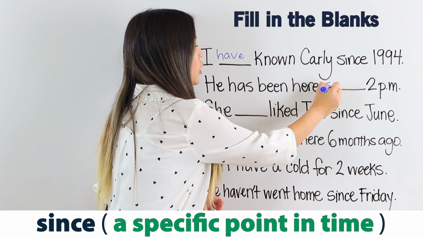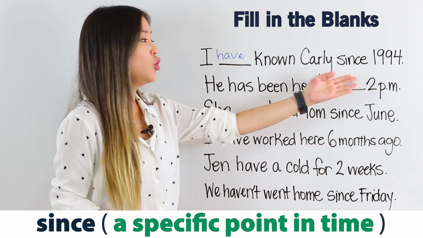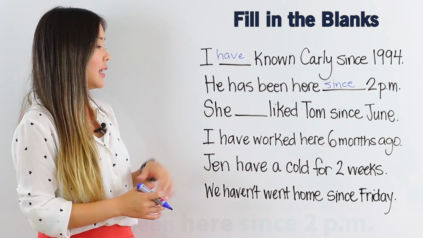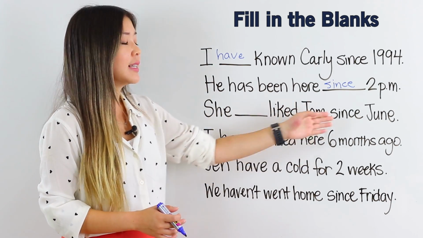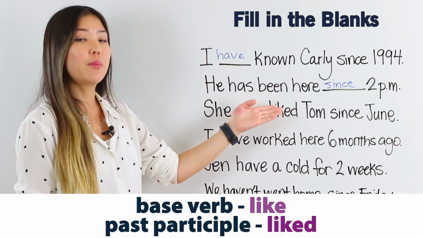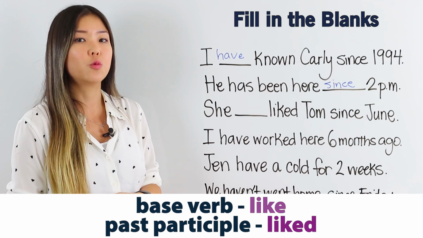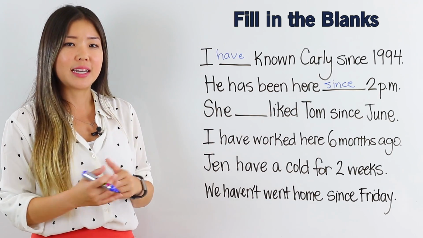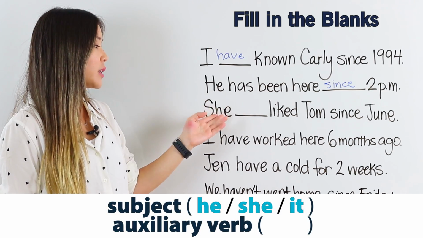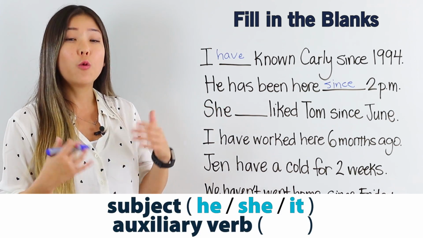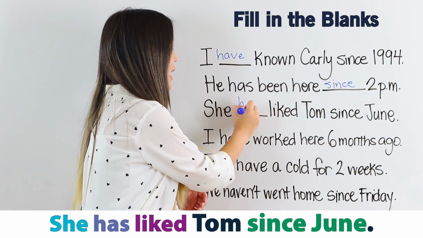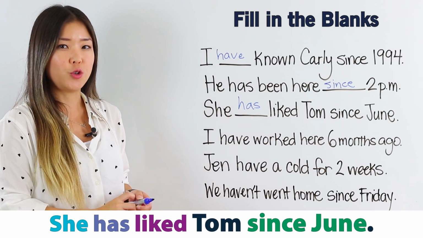In this case, we use since because 2 p.m. is a specific period in time. Next, it says she blank liked Tom since June. The subject is she, and we have the past participle of the verb like, which is liked. What are we missing? Again, we need have or has. Because the subject is she, can you figure out which one you need? The correct answer is has. She has liked Tom since June.